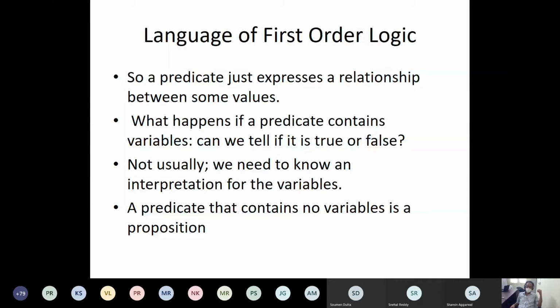Now, not usually. But if I say even x, you are not sure. It depends on the value of x. So, we need to know an interpretation for the variables. A predicate that contains no variables is naturally a proposition, which we are all familiar with.